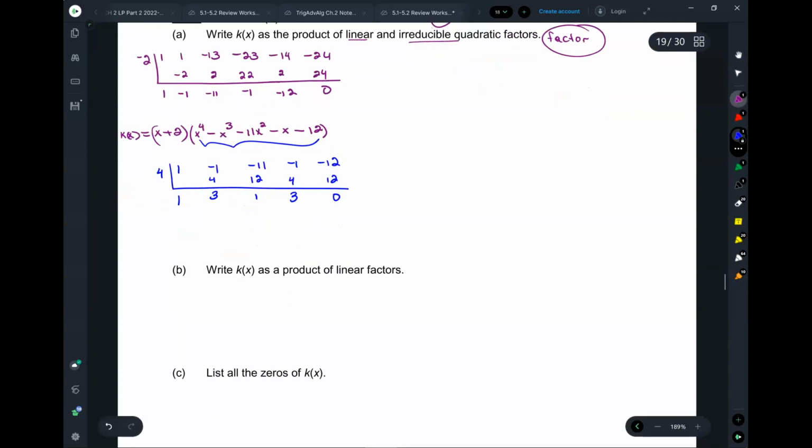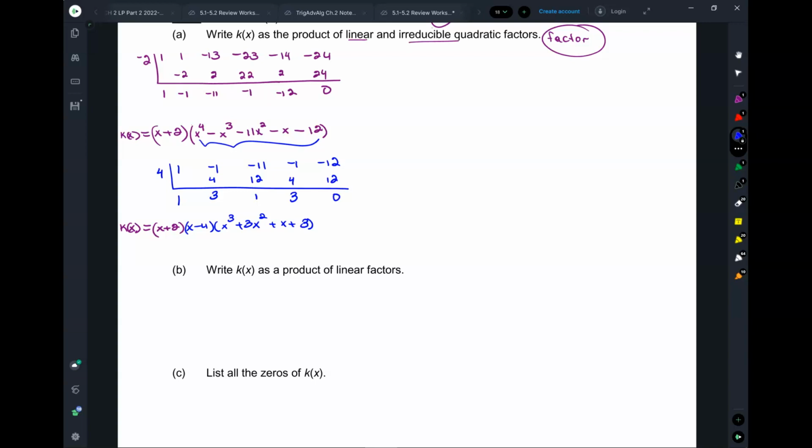Okay, now let's write k(x) again. So we had x plus 2 from before. Now I have x minus 4, x cubed plus 3x squared plus x plus 3. Oh my God, I love this stuff. You have no idea how exciting this is. Okay, now we have a cubic term. Once you get to a cubic term, it's possible to actually factor by hand. And if it's not possible, then you have to do this again.